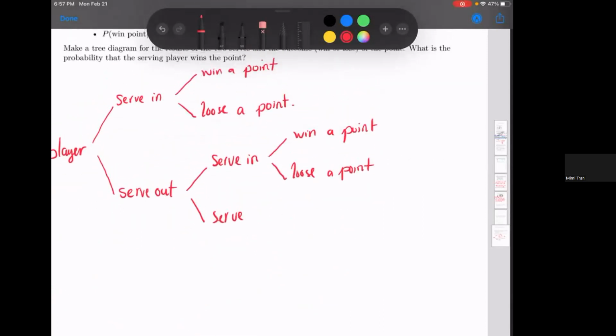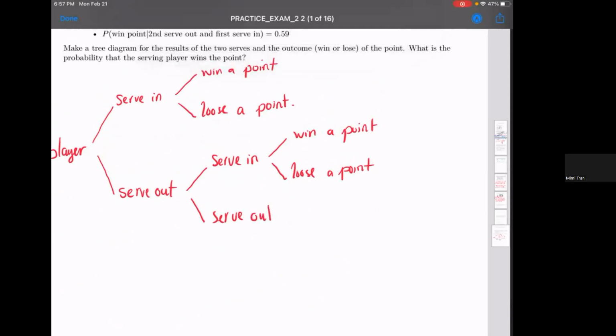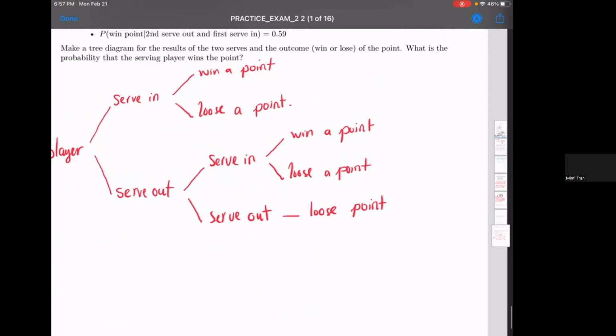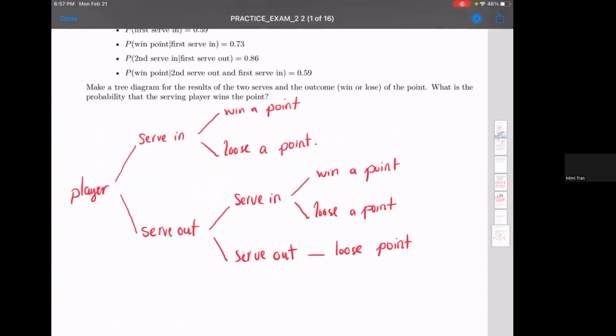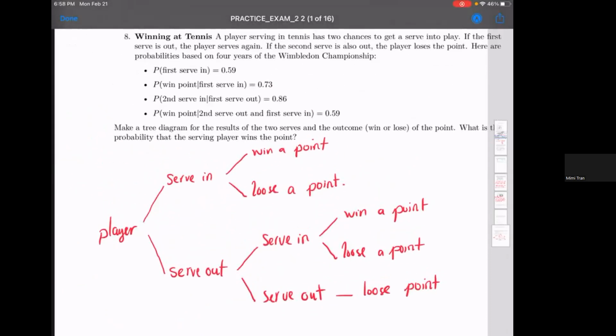I don't know how many points. Maybe I shouldn't say a point. Oh, I already did say that, so never mind. But it could be just points. Then only one choice here: lose points. Could be many points. Okay, now we're going to plug in my probability.